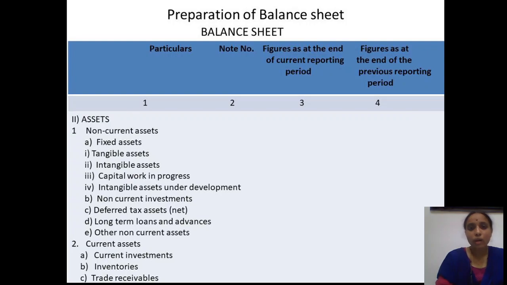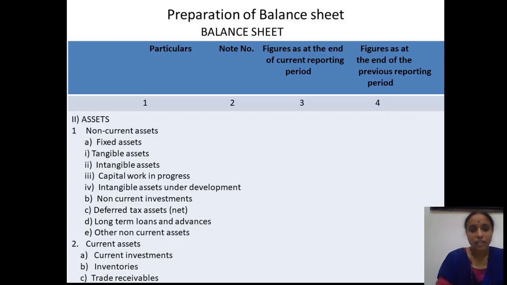The amount relating to these heads you are going to take under the non-current assets, under the fixed assets. The next, B, is the non-current investments. If there are any non-current investments, you take them under the next heading. Then C is deferred tax assets. If there are any deferred tax assets, you take the net amount, and long-term loans and advances. If the company has provided any long-term loans and advances, you take that amount. Then other non-current assets.